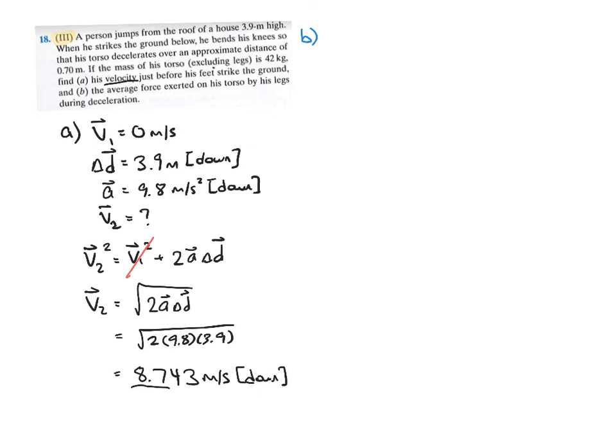So part B asks us to find the average force exerted on his torso by his legs during the deceleration. So I have to find the force. I'm going to draw a free body diagram of the torso. Okay, because we're talking about the torso here. So the torso is 42 kilograms. I'll just write that there. And so it's got a force of gravity acting down on the torso.